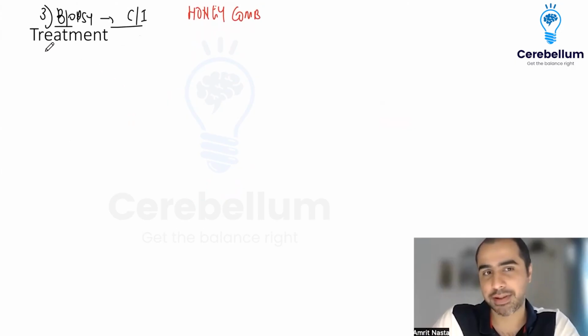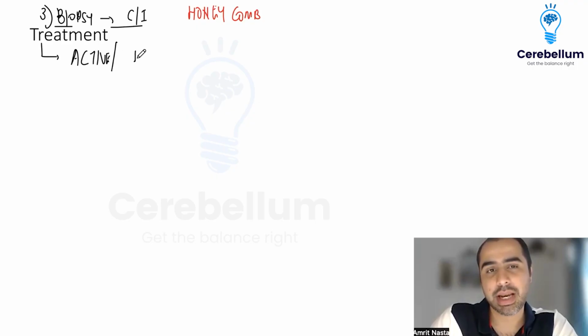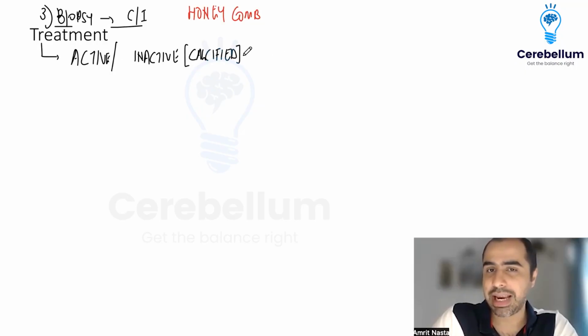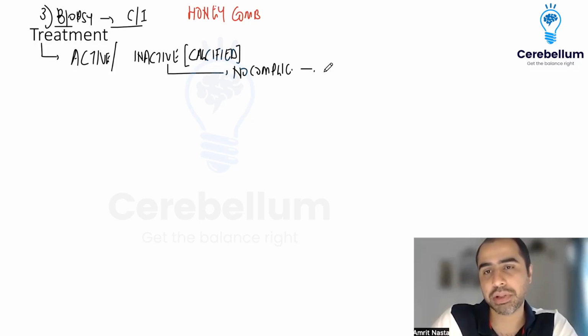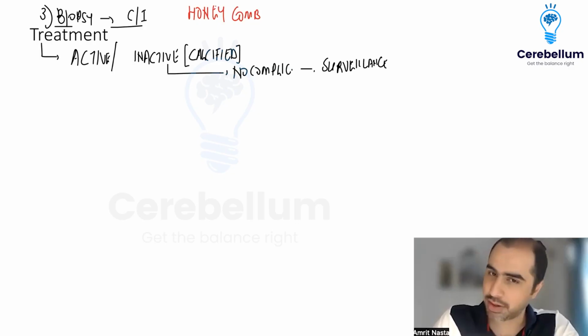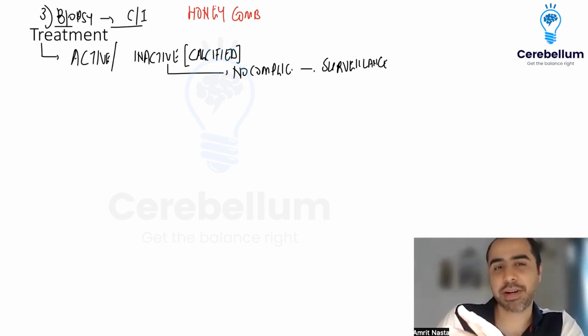So first things first, I need to know, is the cyst active or is it inactive? This I come to know on imaging. Inactive cyst looks like a calcified cyst. If the cyst is inactive and the person has no complications, he's okay, he's happy, he's calm, then you will do nothing, you will just do surveillance. So a small hydatid cyst which is calcified, nothing needs to be done. Patient is going to live peacefully with it. It is never going to rupture if it's calcified.